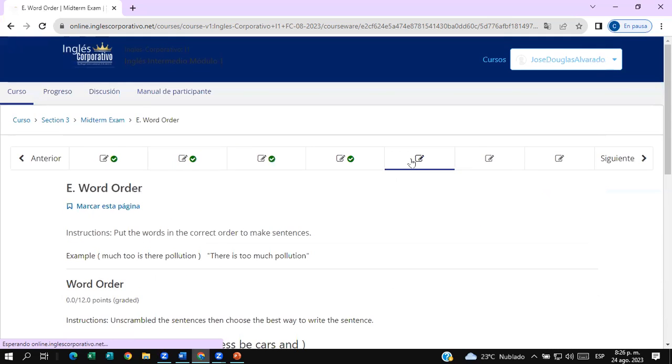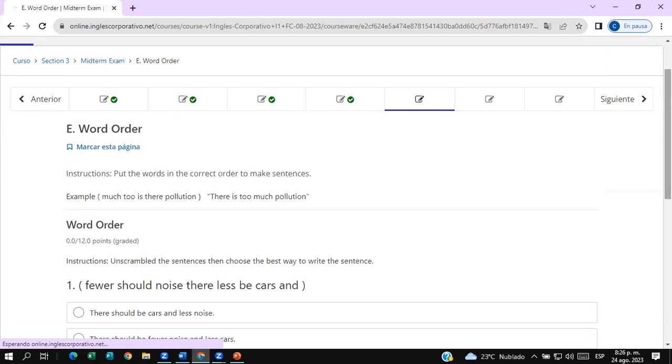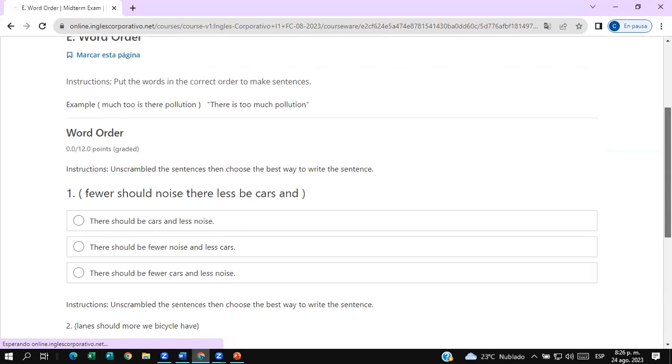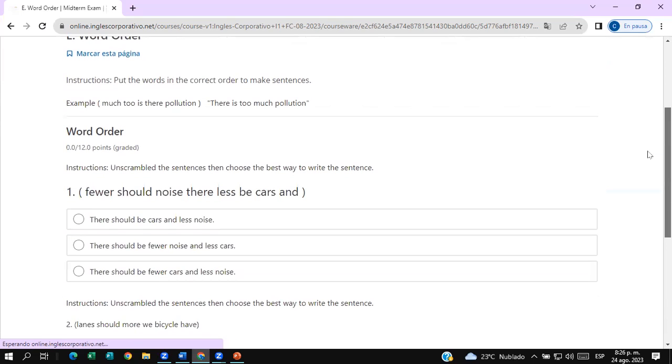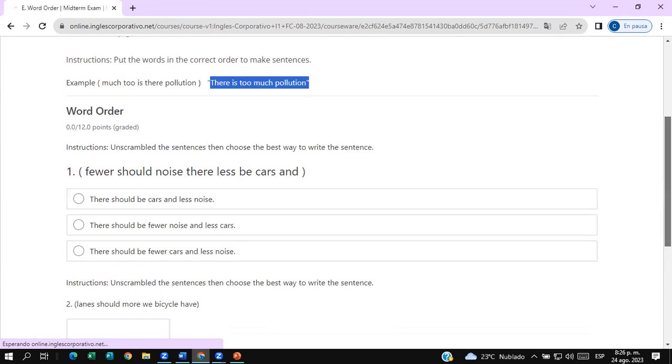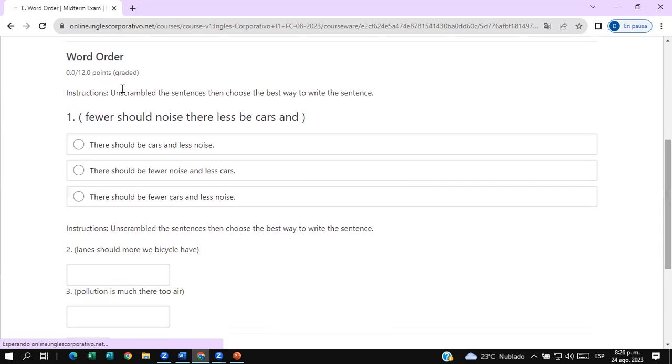Excellent. Let's complete the next one. And then we're going to leave two exercises at the end of the class. It says, instructions, put the words in correct order to make a sentence. Okay, you have: much, to, is, there, pollution. Okay, that's the sentence, and you need to put it in order. There is too much pollution. That's the right answer. Is it clear? So basically you need to unscramble the sentence.